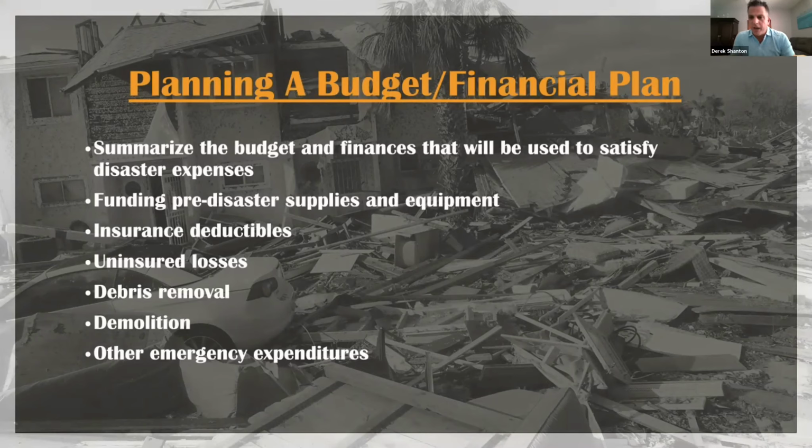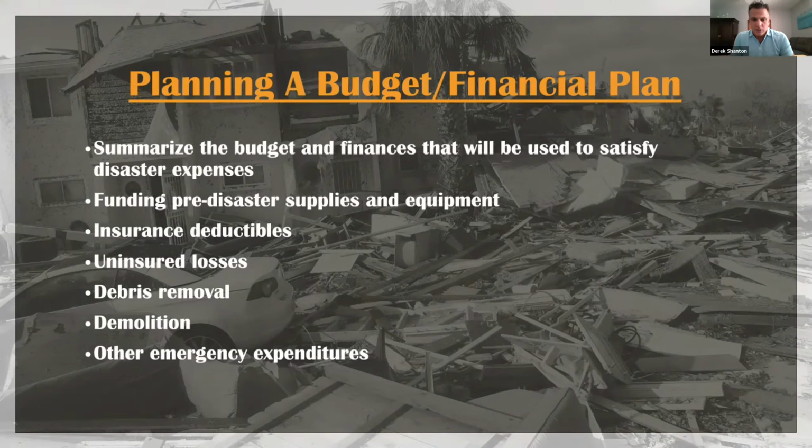Planning a budget, financial plan. Summarize the budget and finances that will be used to satisfy disaster expenses. Basically, you have a budget, just like you budget for putting a new roof on without a disaster, or you budget for new windows, or you budget for landscaping. You have to put a budget aside for a disaster. I know it's hard to know exactly how much things will cost, but you've got to put a budget aside for that. For tarping the building, if your roof gets pulled, some of the shingles get pulled off after a storm, and anything like that, a window blows out, things like that.